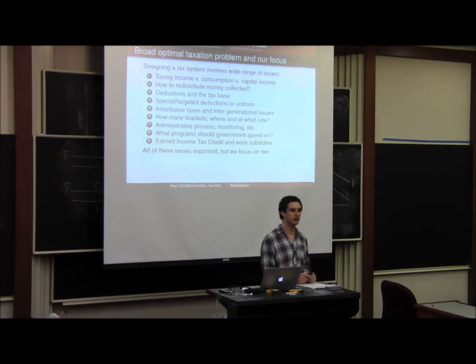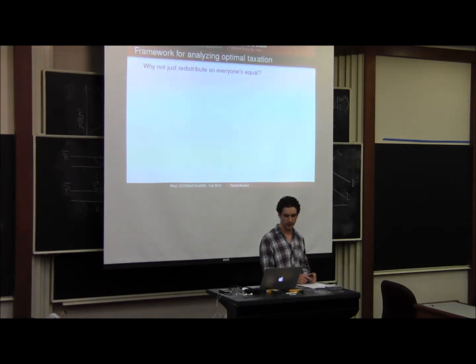So all these are really interesting issues, but probably the two most perennially relevant issues, and ones about which there is the most debate, are overall how high taxes should be, and should they be flat or progressive, especially at the very top. Okay, so in thinking about these, there's a basic question, which is, if we value money in the hands of the poor more than money in the hands of the rich, why should we not just equalize everybody's income?